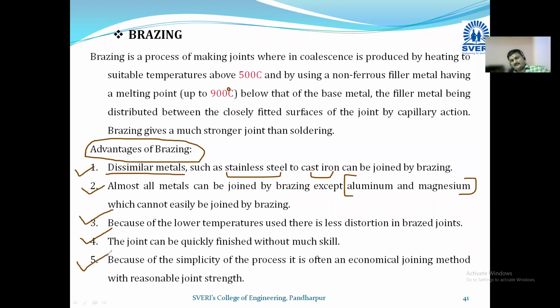Is it clear to everybody? Reply in the chat box. Yeah. So it is my request that please note down all these points in your notebook without wasting much time. Do it fast. In the first paragraph, there is an introduction about the brazing process, and in the second paragraph, there are some advantages of brazing. Note it down fast.